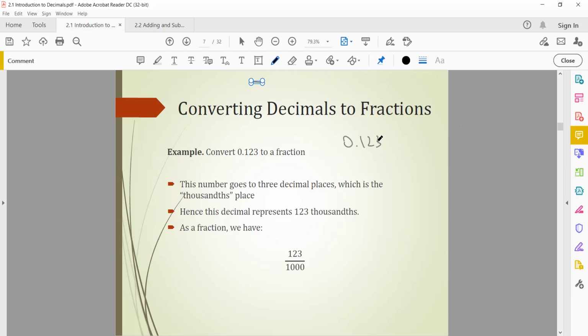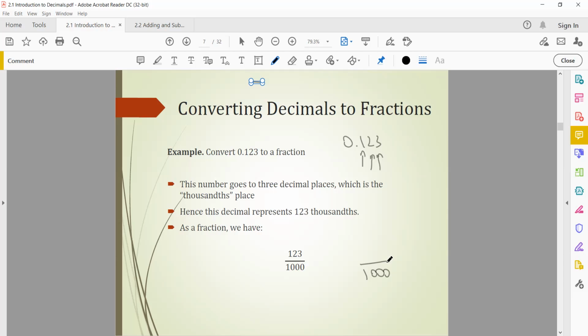Okay, so let's convert 0.123 to a fraction. What you do is count how many decimal places you have. This goes to 1 decimal place, 2 decimal places, and 3 decimal places, to the right of the decimal point. For the bottom number of your fraction, you put 1 with 3 zeros after it. The number of zeros is always dictated by how many decimal places the number has, because 0.123 technically represents 123 thousandths. So it makes sense to have 1,000 on the bottom of your fraction.